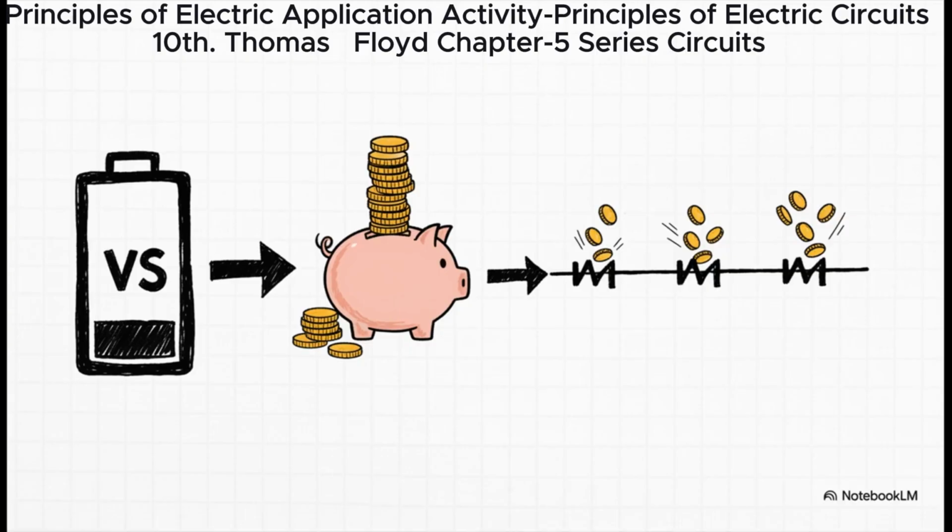As the current flows through each resistor, a piece of that voltage budget gets dropped, or spent. By the time the current gets all the way back to the source, that entire budget has to be accounted for. The sum of all the little drops has to equal what you started with.